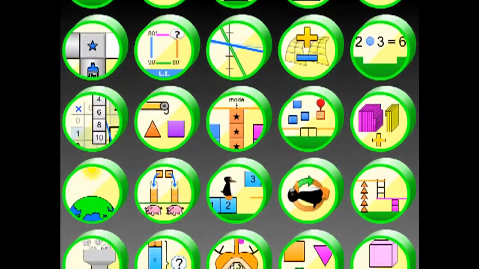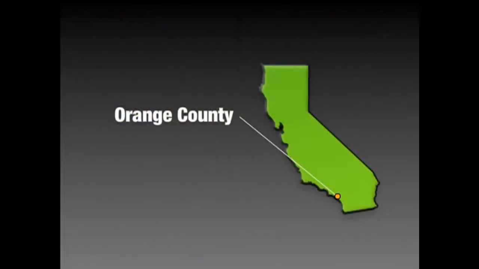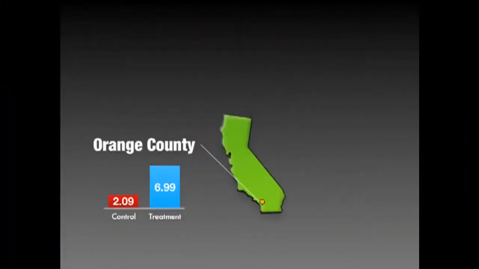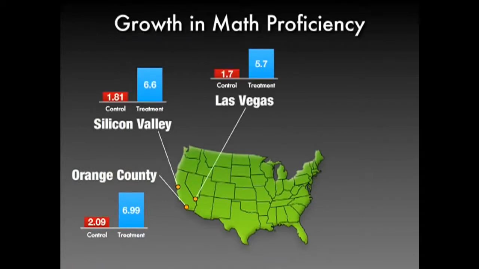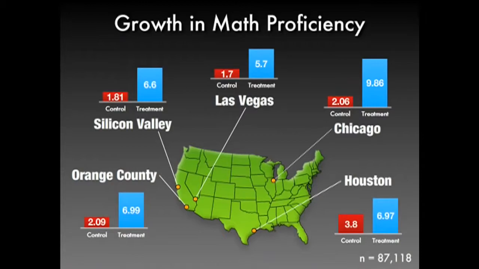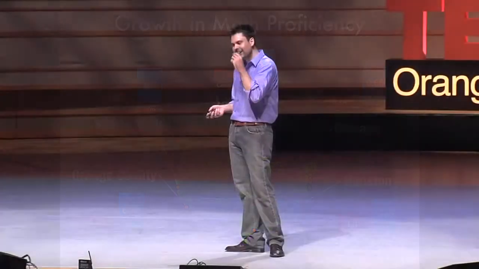But does it work? UC Irvine recently conducted a study where they put these visual games into 106 schools in Orange County. And after 1 year, we're able to triple the rate of growth in math proficiency. And last year, we replicated this result in Silicon Valley, Las Vegas, Chicago, and Houston. This simple innovation of removing the language barriers is able to elevate math proficiency everywhere we put it.